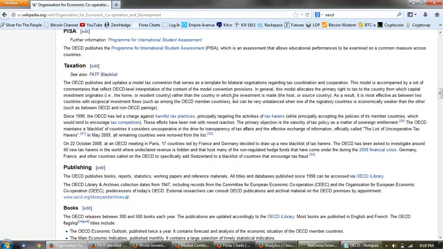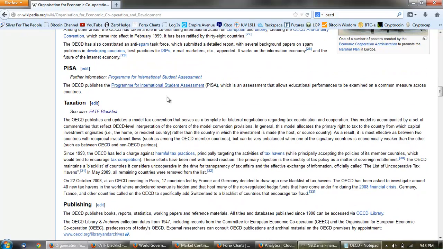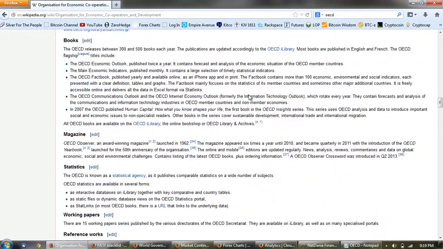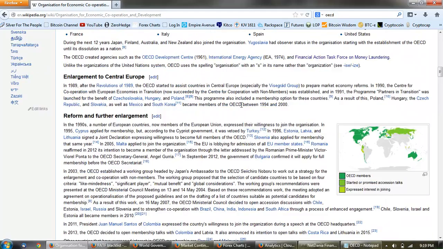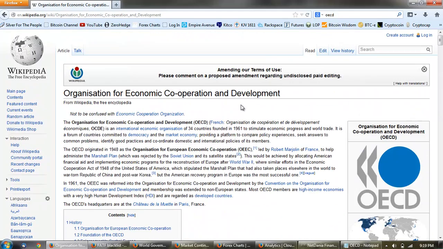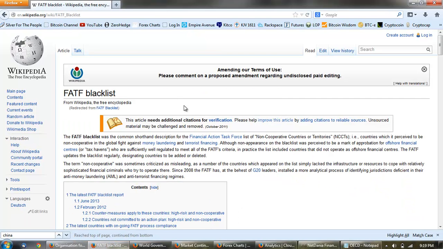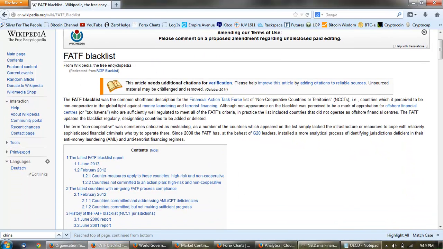Now, let's actually look at what the OECD does. This is taxation. The OECD publishes and updates a model tax convention that serves as a template for bilateral negotiations regarding tax coordination and cooperation. In other words, these countries are coordinating together to make sure that you don't escape from their socialist tax hells. They don't want you to be able to go from one to another to escape politicians stealing your money. Now, the OECD maintains this FATF blacklist.